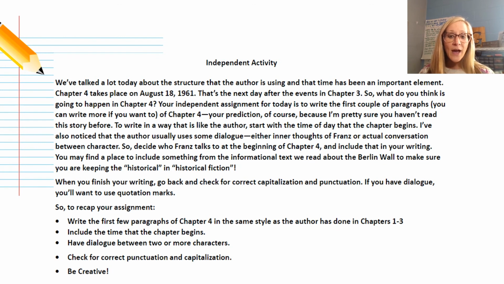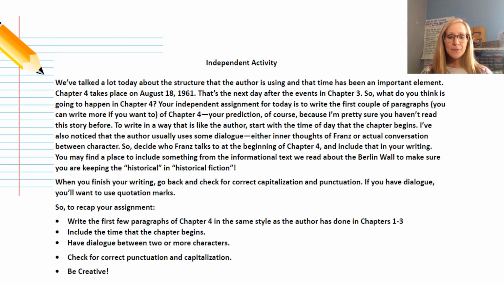To write in a way that is like the author, start with the time and day that the chapter begins. I've also noticed that the author usually uses some dialogue, either inner thoughts of Franz or actual conversation between characters. So decide who Franz is talking to at the beginning of Chapter 4 and include that in your writing. You may find a place to include something from the informational text we read about the Berlin Wall to make sure you are keeping the historical fiction. When finished with your writing, go back and check for correct punctuation and capitalization. If you have dialogue, you'll want to use quotation marks.